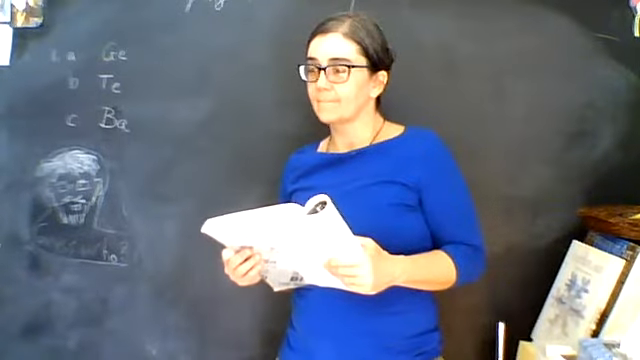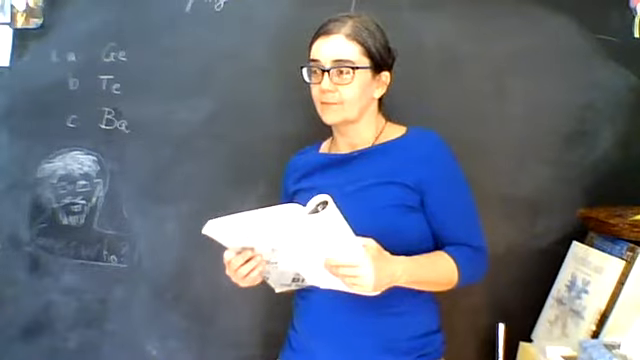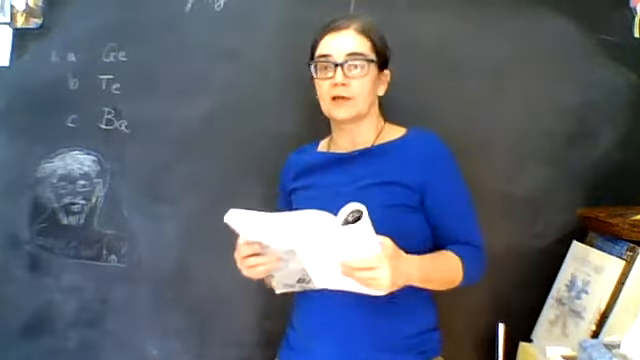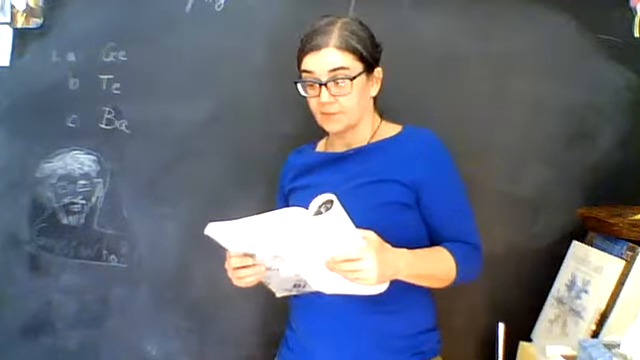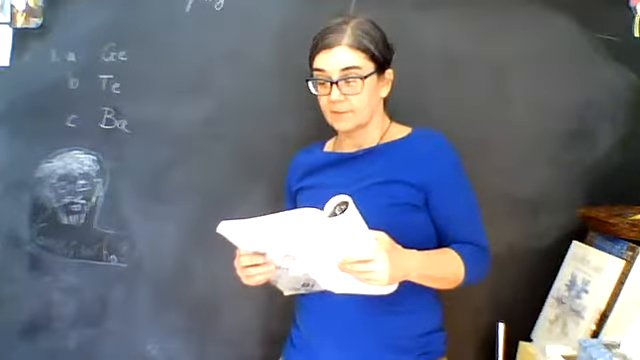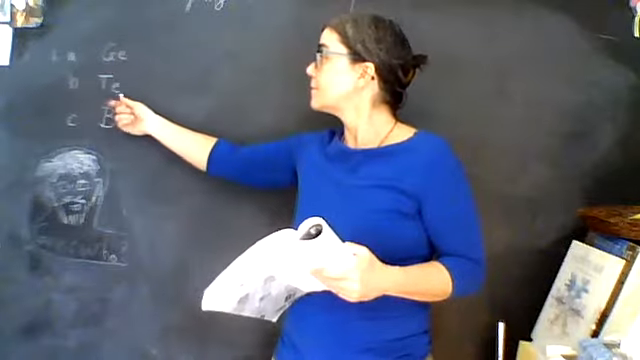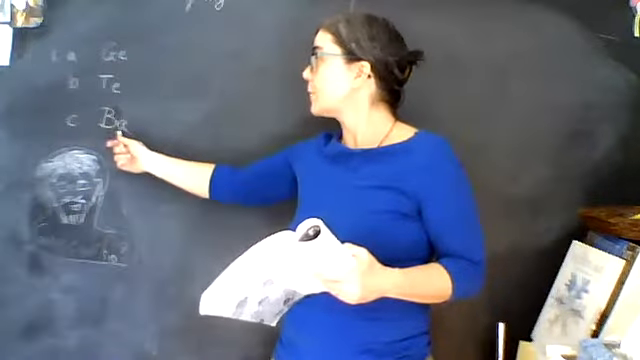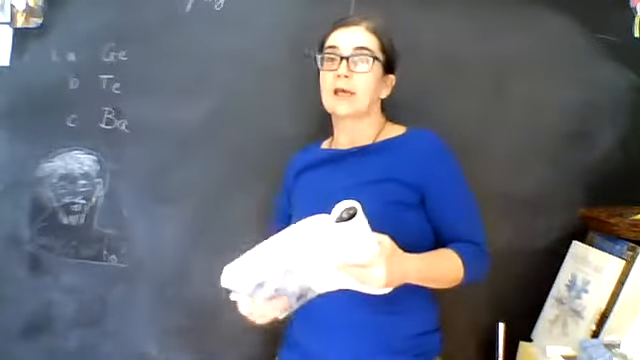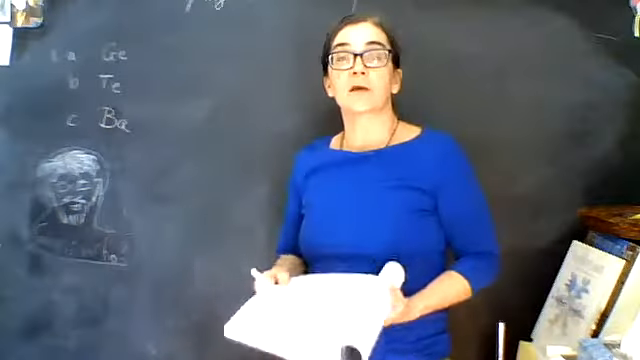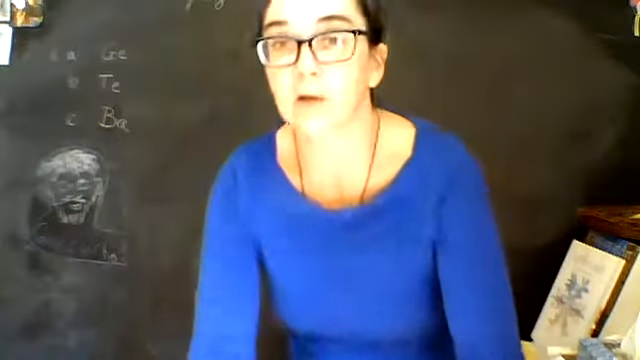These can be found on page 284. Draw the Lewis structures for the following atoms. A, Ge. Yeah, well, she's already got them, Te and Ba. So Ge, let's look at the periodic chart at the front of the textbook.